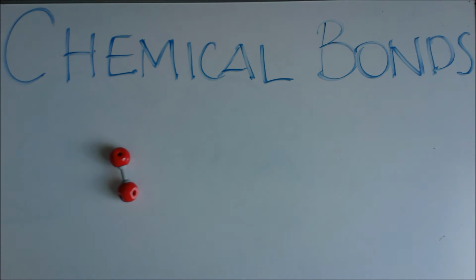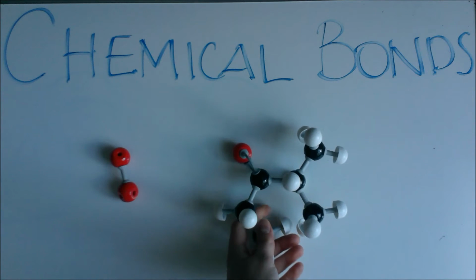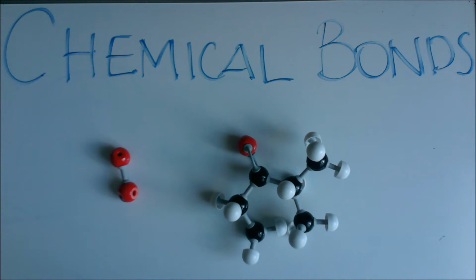Compounds are composed of atoms of 2 or more different elements. There are many different bonds that are holding 3 different types of atoms together in this example.